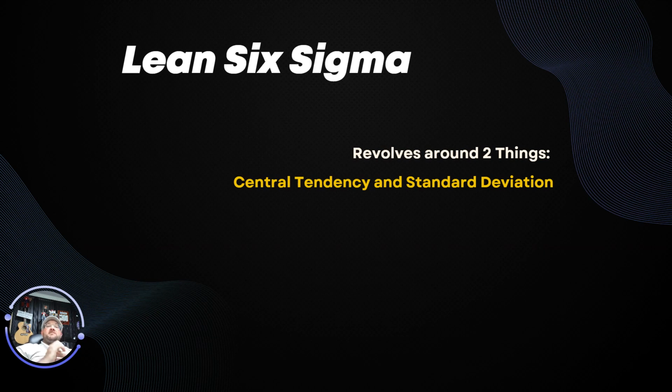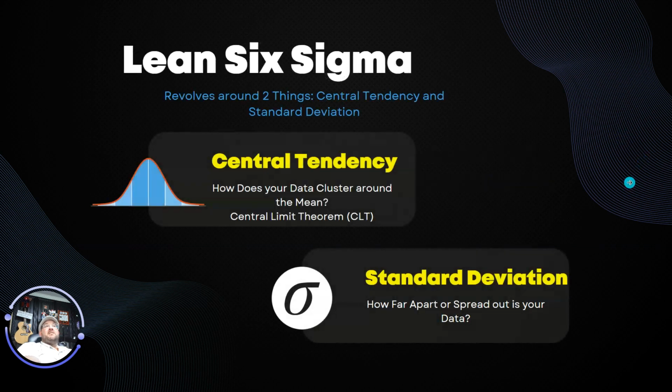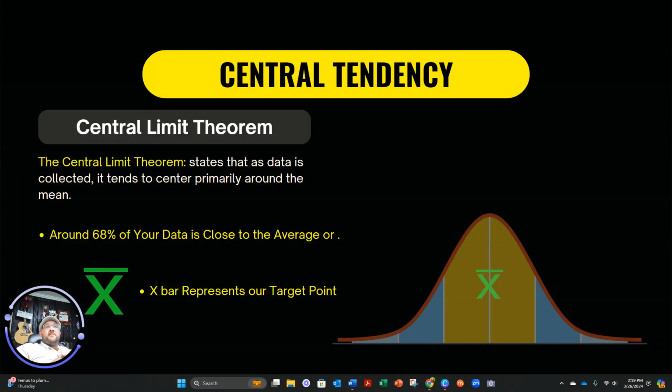Lean Six Sigma revolves around two things: central tendency and standard deviation. Essentially, central tendency means how your data clusters around the center, whereas standard deviation talks about how far apart your data is. Now, the central limit theorem states that as data is collected, it tends to center primarily around the mean or the average.